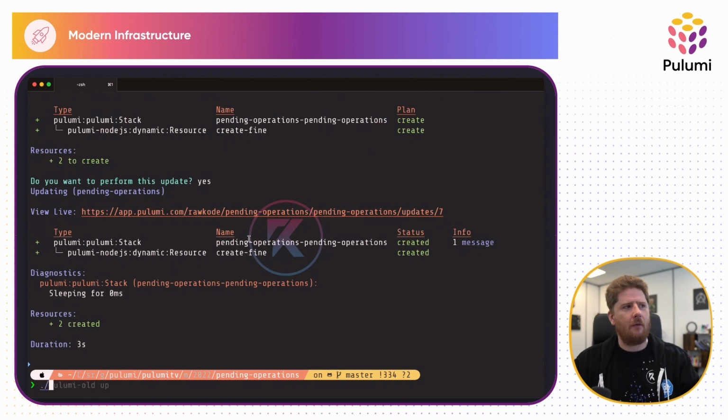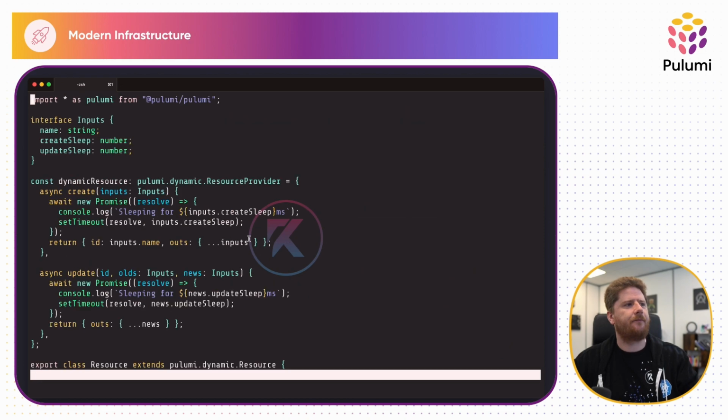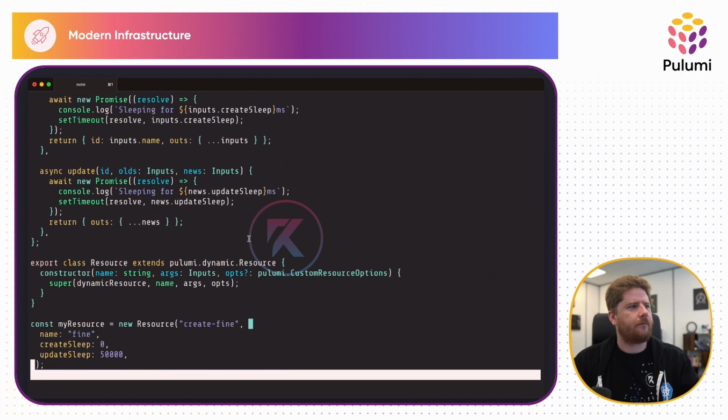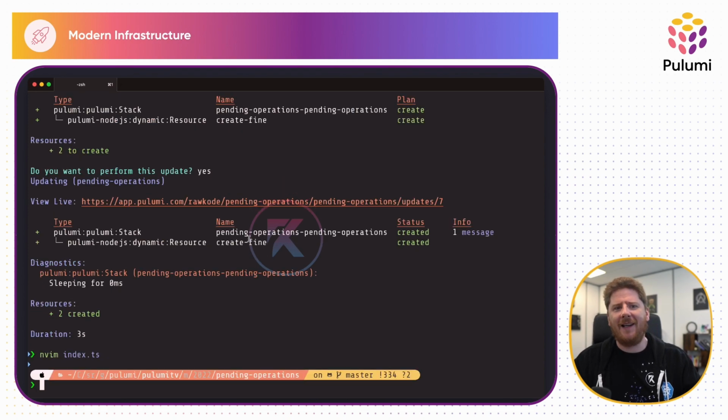So what I'm going to do is make a small change to our program. And you can see the dynamic provider here. Actually, it will do a sleep on a create and on an update so that we can get into a certain situation. And down here, we have a very high sleep threshold set on the update. So I'm going to change the threshold on our create to the equally high number.